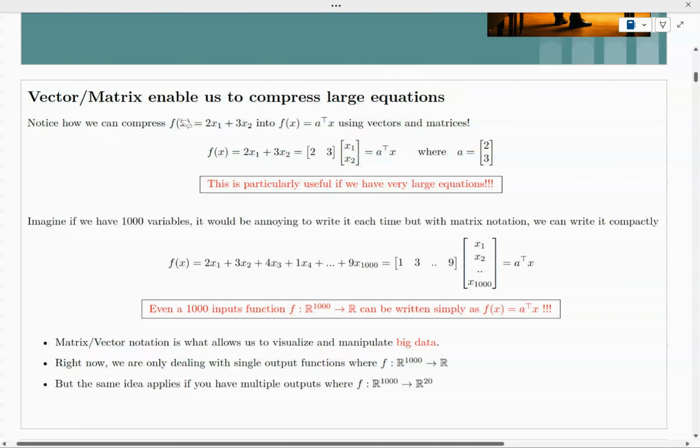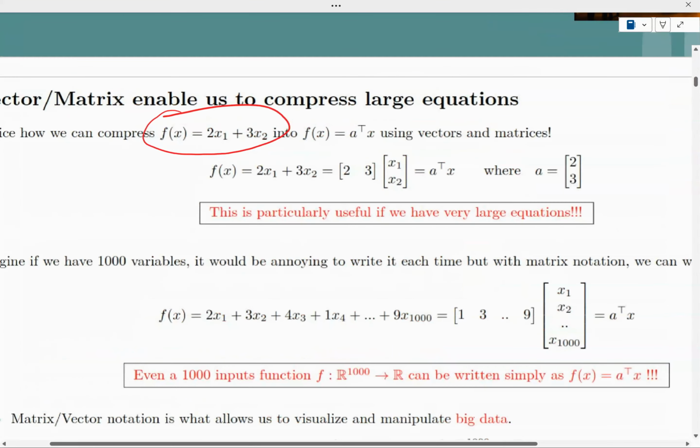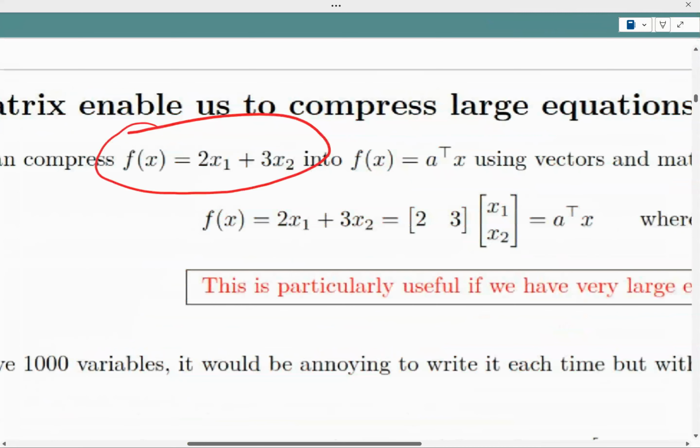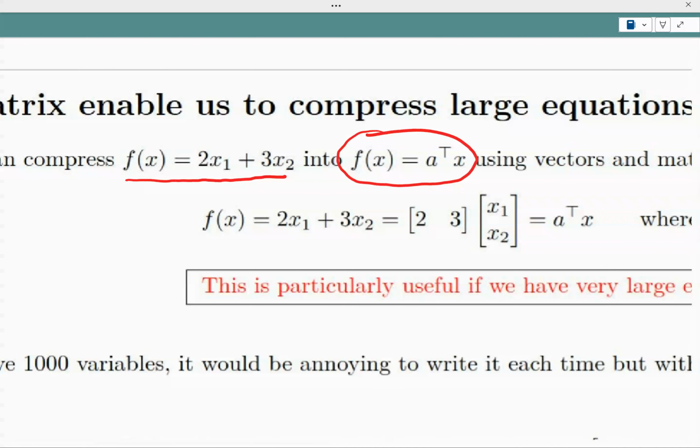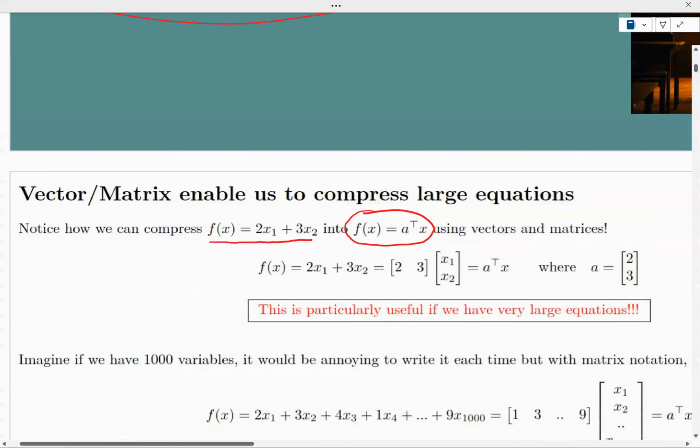So, for example, let's look at a small equation to start off with. Let's say we have an equation that looks something like this. It's a pretty small equation with two input variables, x1 and x2. Given these two input variables, it has one single output. It seems like we can convert this into a simpler vector format that looks like this, where A is a vector and X is a vector. How do we go about doing that?